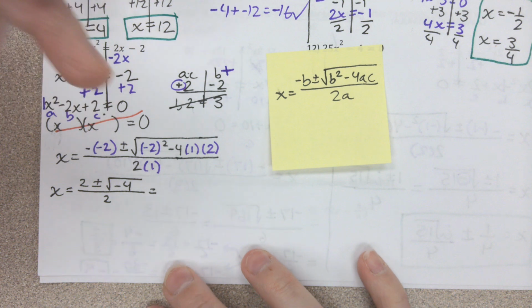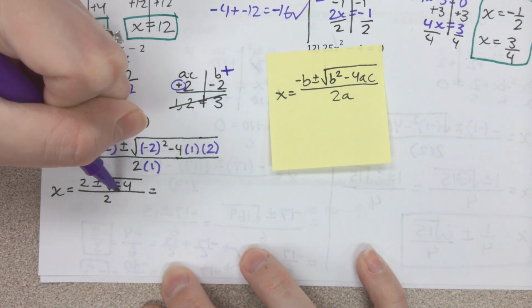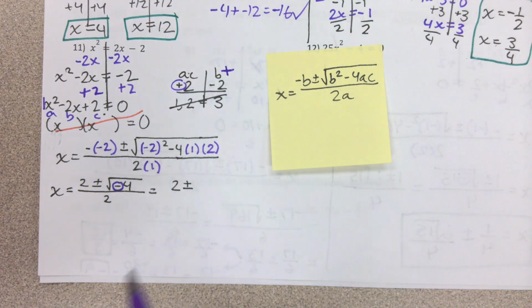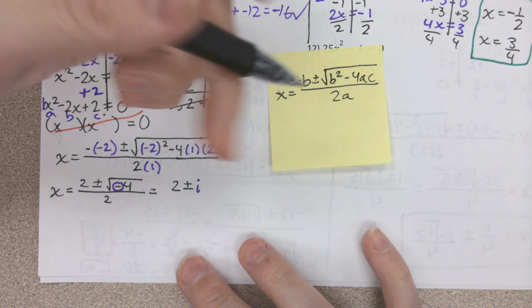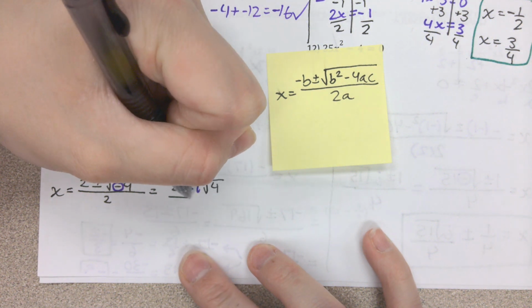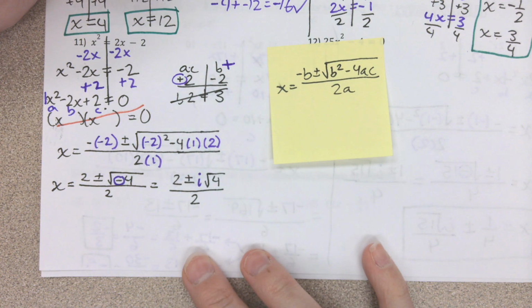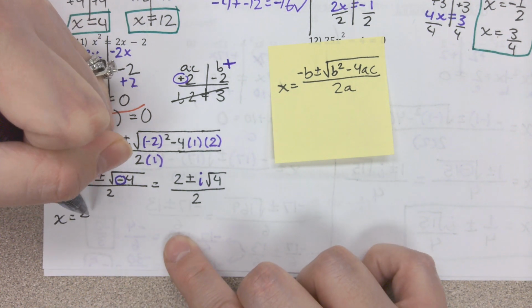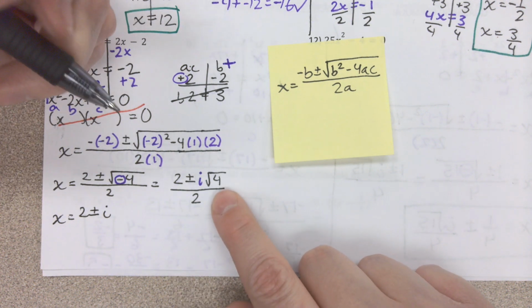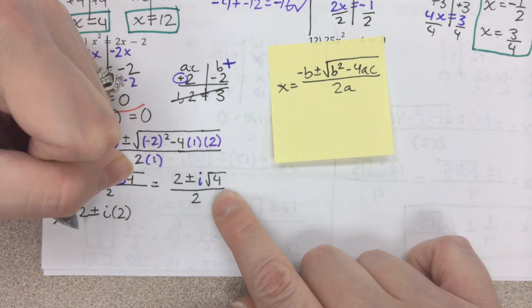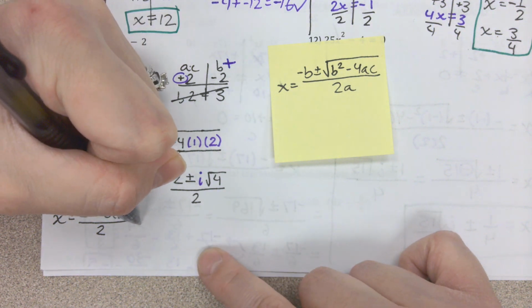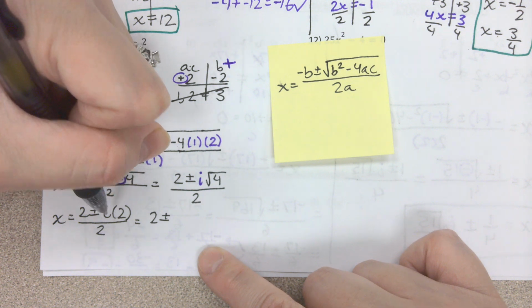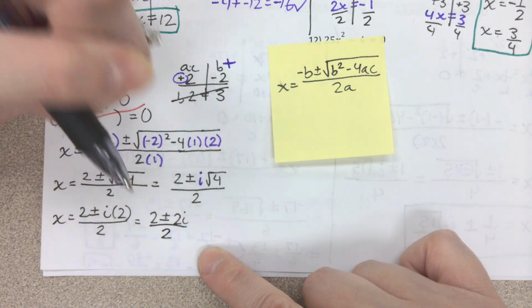Couple things here. Let's first take care of this negative under the square root. Remember, that is absolutely not allowed. So we have 2 plus or minus, this becomes i square root 4 over 2. Let's keep going. 2 plus or minus i square root of 4. You should know that's 2. So I'm going to put that 2 in parentheses over 2. 2 plus or minus, let's reverse this order. Number, then letter. So 2i over 2.